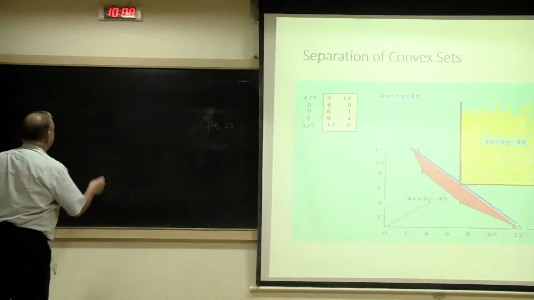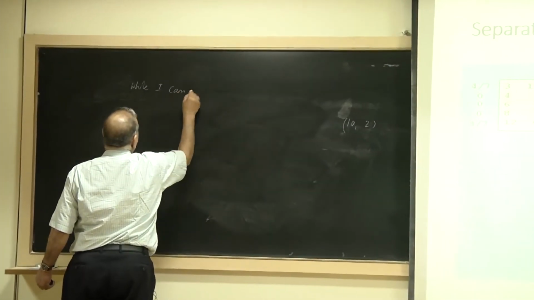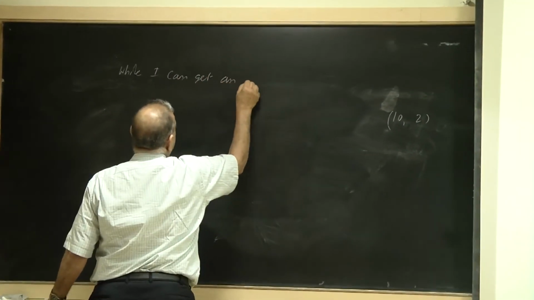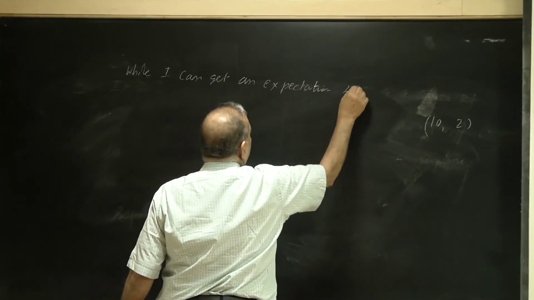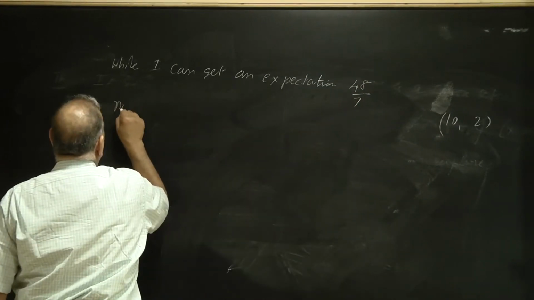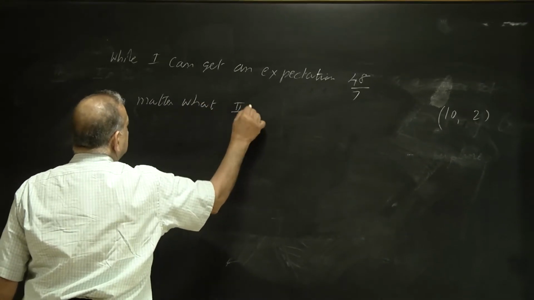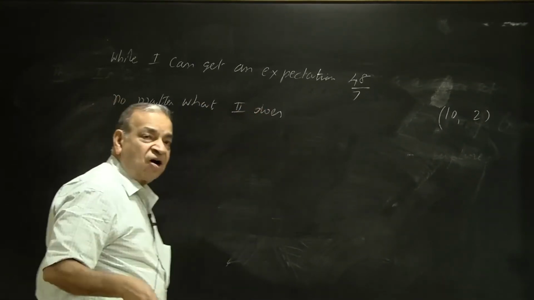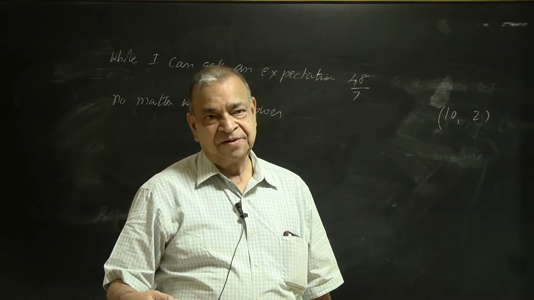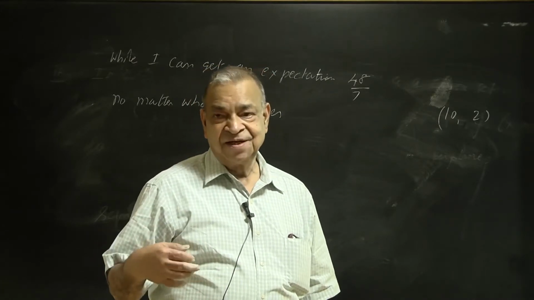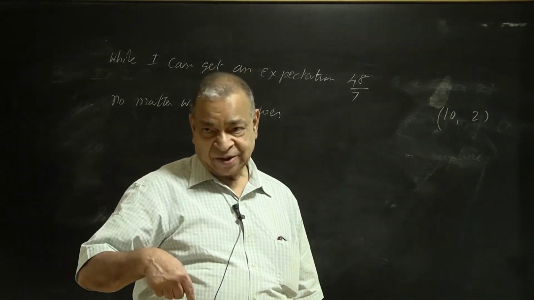So I can say, while 1 can get an expectation of 48 over 7, no matter what 2 does, 2 may choose the first column or second column, still his average income will be 48 over 7. But the question is, can player 1 get more than that? No, he cannot. I want to show that.